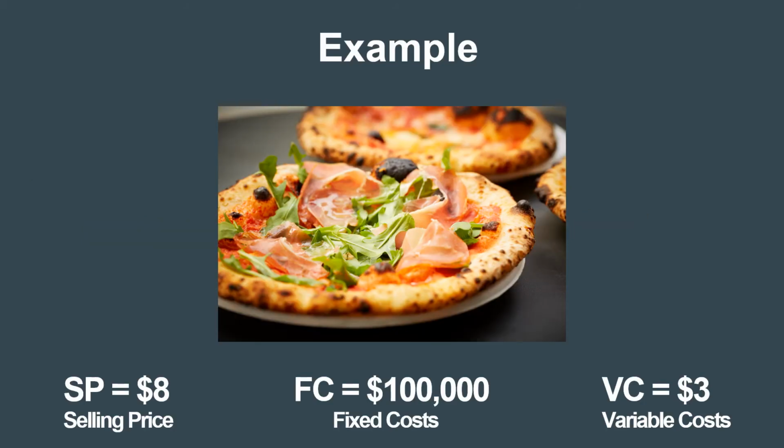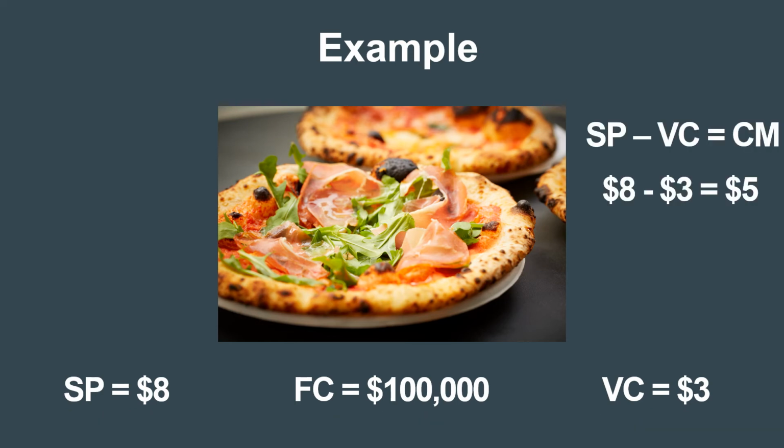Let's look at an entirely new example. However, let's stick with talking about pizza. If we have a pizza shop that has fixed costs of $100,000, its variable cost per unit for making one pizza is $3, and we sell those pizzas for $8, we can calculate our contribution margin to be $5, and that's found by subtracting our variable cost per unit, which is $3, from our selling price, which is $8.